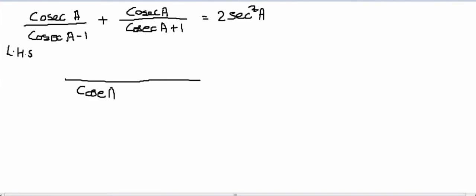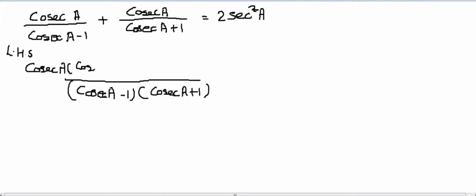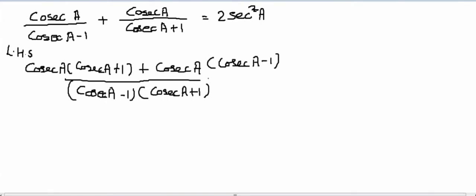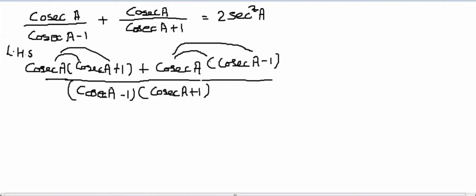So we will take the LCM. So I will have cosec A minus 1 multiplied with cosec A plus 1, and here in the numerator I will have cosec A multiplied with cosec A plus 1 plus cosec A into cosec A minus 1. Now I will multiply this cosec A in the bracket here, and here also I am going to multiply this cosec A in the bracket.